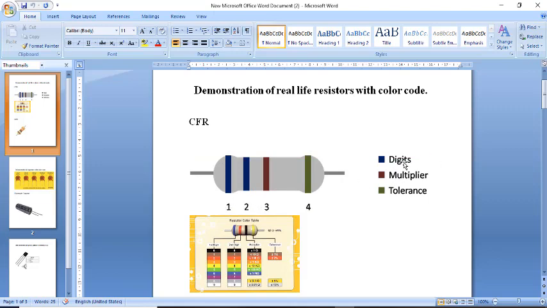The first 2 color bands are the digits, the third is the multiplier, and the 4th is the tolerance band. How do you identify the tolerance band? If you check the gap between the brown and green, that gap is more than the other gaps, between the 2 blue, between 1 2 and 2 3. So that means it should be the tolerance band.